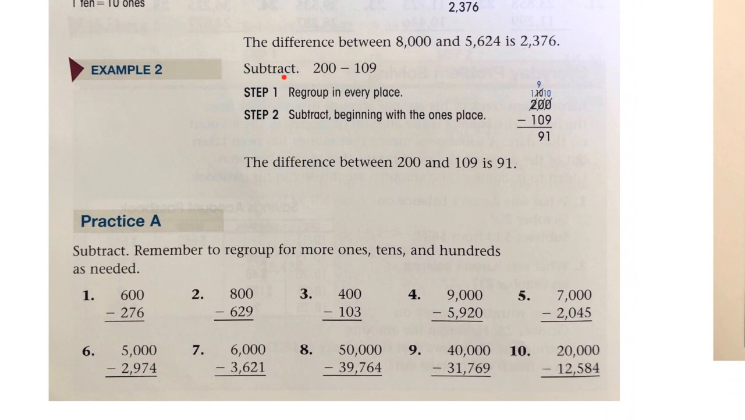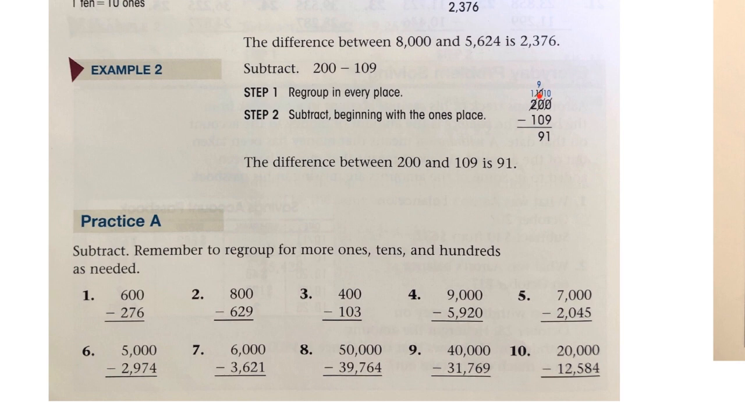Example 2. Subtract 200 minus 109. Step 1. Regroup in every place. So we can't take 9 from 0. We can't regroup from 0 because there's nothing there. There's just a 0. So we have to come to something that has a number other than 0, which is 2 in the hundreds place value column. 2 becomes 1. The tens become 10.